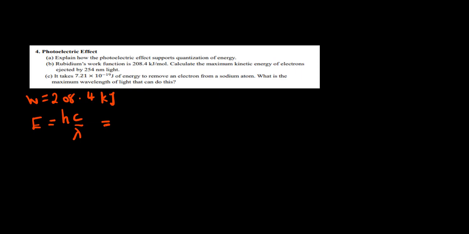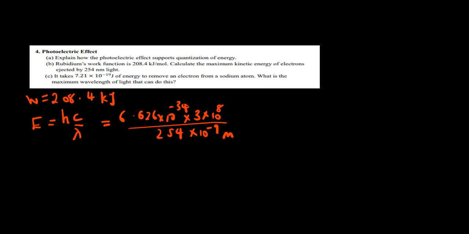Planck's constant is just 6.626 times 10 to the power negative 34. This is multiplied by the speed of light, 3 times 10 to the power 8. This is divided by the wavelength. We've been given 254 nanometers, which is 10 to the power negative 9, so we will convert it to meters.